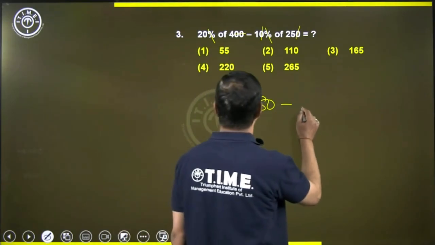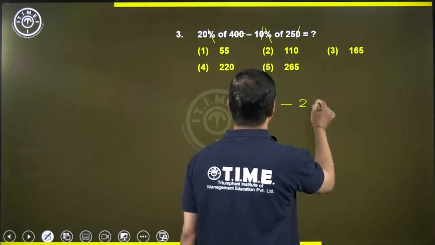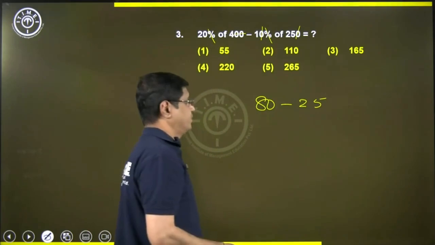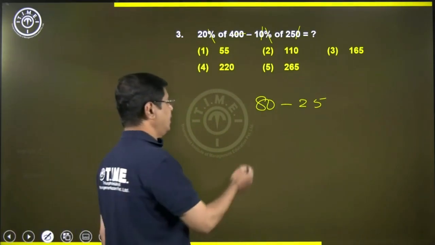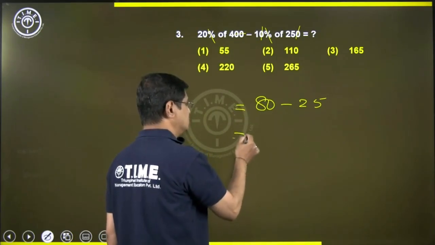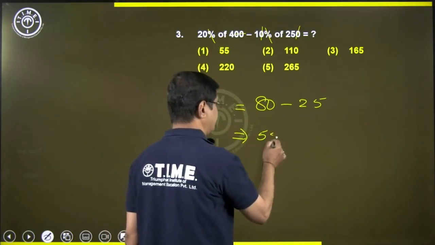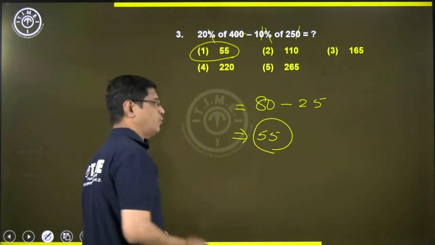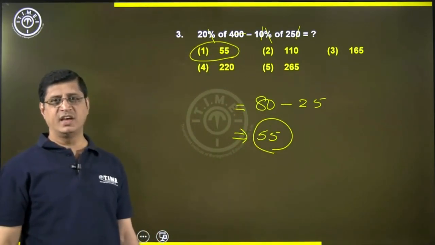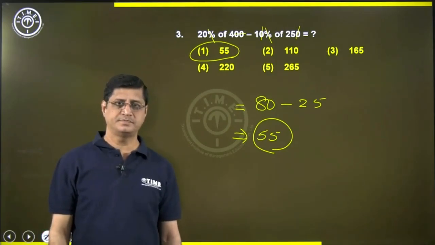Now the value, how much here? It is 25. 80 minus 25, the result is 55. Now the choice for this is option 1. The first choice is the answer for this question.